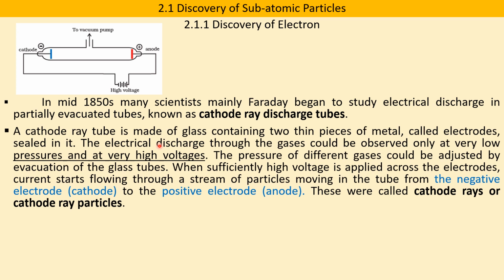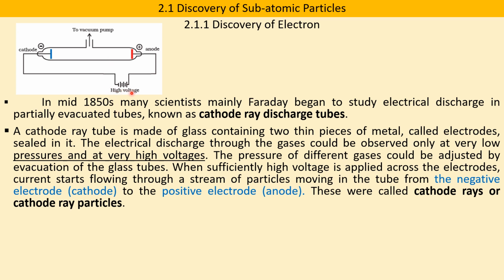The cathode ray tube is made of glass containing two thin pieces of metal called electrodes sealed in it. One is positive and one is negative, and this is a glass tube. The electrical discharge through the gases could be observed only at the low pressure and at very high voltages. The pressure of different gases could be adjusted by evacuation of glass tubes. So this is connected to a vacuum pump which evacuates gases from the tubes.